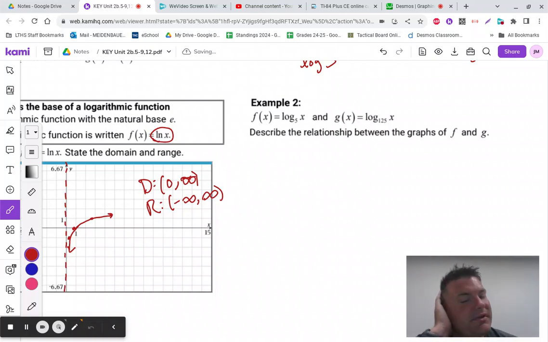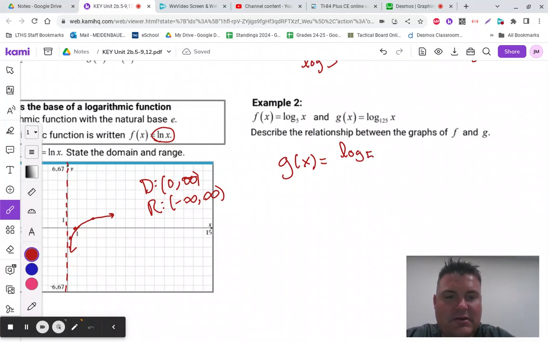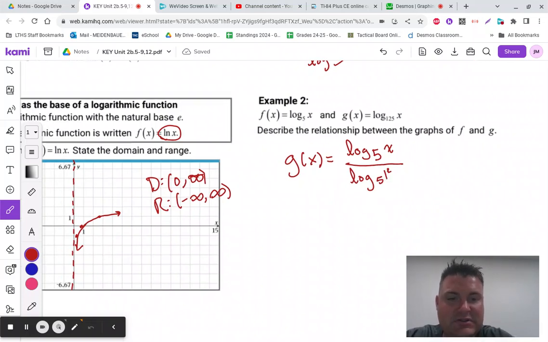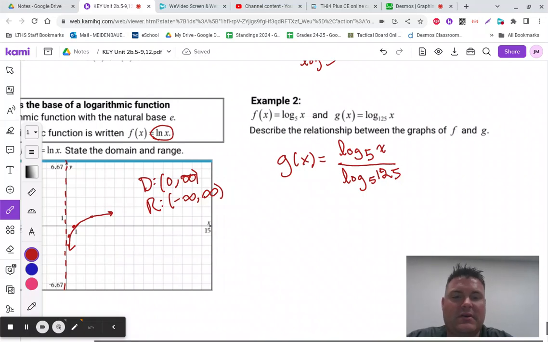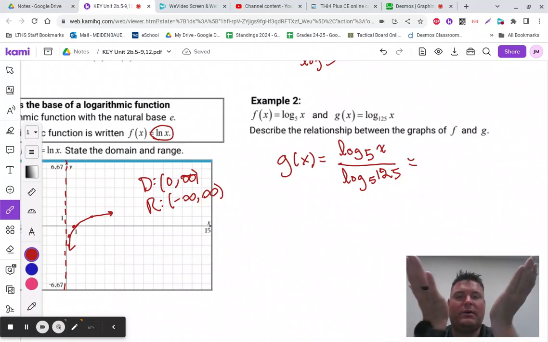Fun one here. I'll give you log base 5 of x and log base 125 of x to describe the relationship. Well, they're very friendly to each other. Now, I'm going to do a change of base here for g of x. It's easier to change the big number into a smaller number. So g of x is equal to log base 5 of x all over log base 5 of 125. Okay. So now you wrote this as a log base 5 of x.